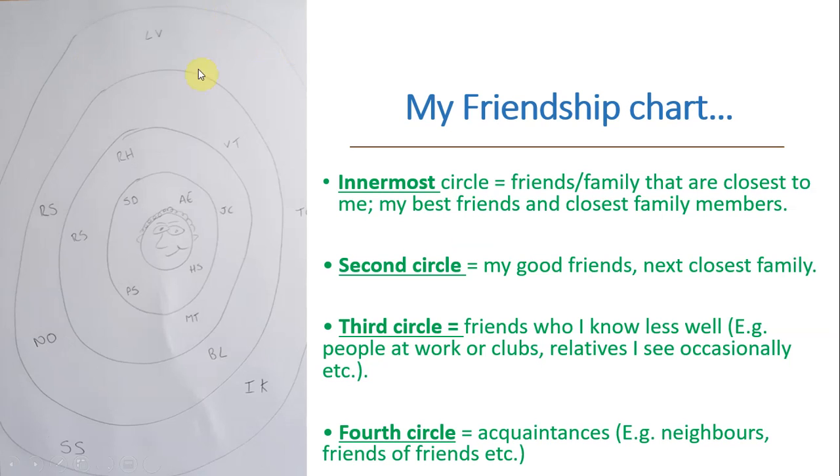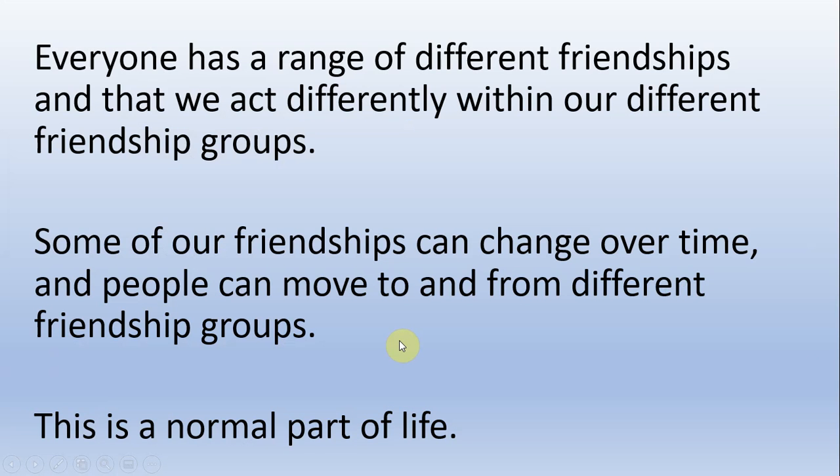And in the fourth circle around the outside, they're acquaintances. And acquaintances are people that you've met. So it might be neighbours, it could be friends of friends, people like that. Okay, and that's what I've done. And I've tried hard to think about how I've done it, and put them in those circles.